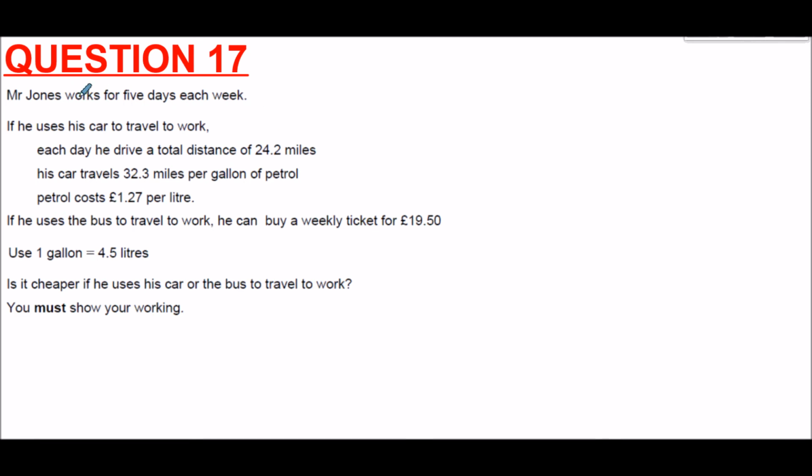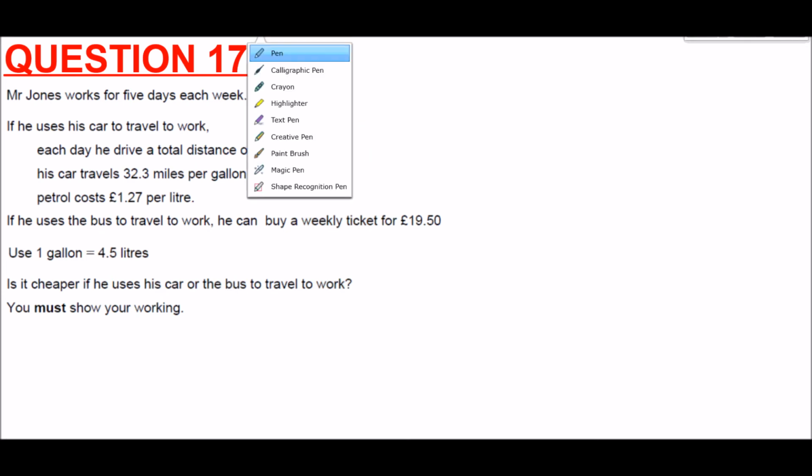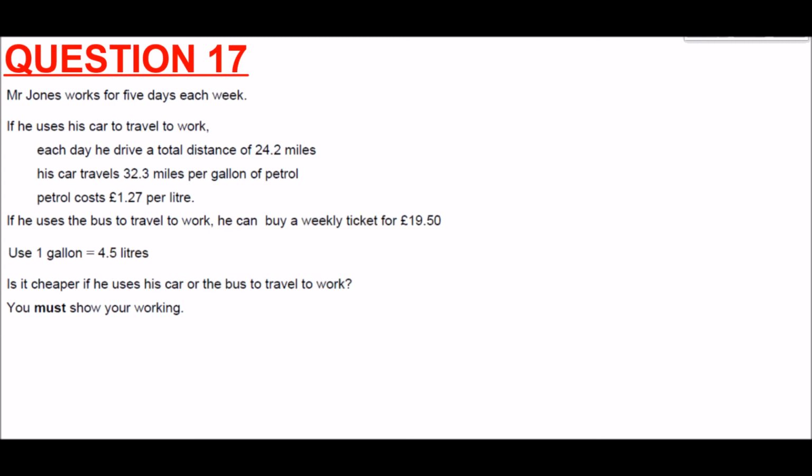Question 17. This is a big question, 5 marks. What I'm going to draw your attention to first, though, is just how many conversions you need to be doing for this question. The first thing it mentions is that petrol is £1.27 per litre. So that's a conversion between price and litres. It then mentions as well about the car. So 32.3 miles per gallon of petrol. That's a conversion between number of gallons and how many miles that number of gallons will get you to drive. And there's also a final conversion between gallons and litres.